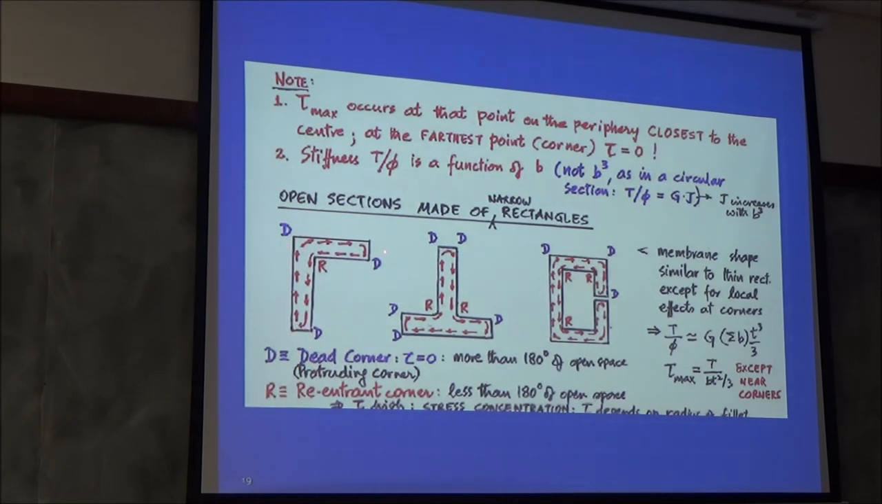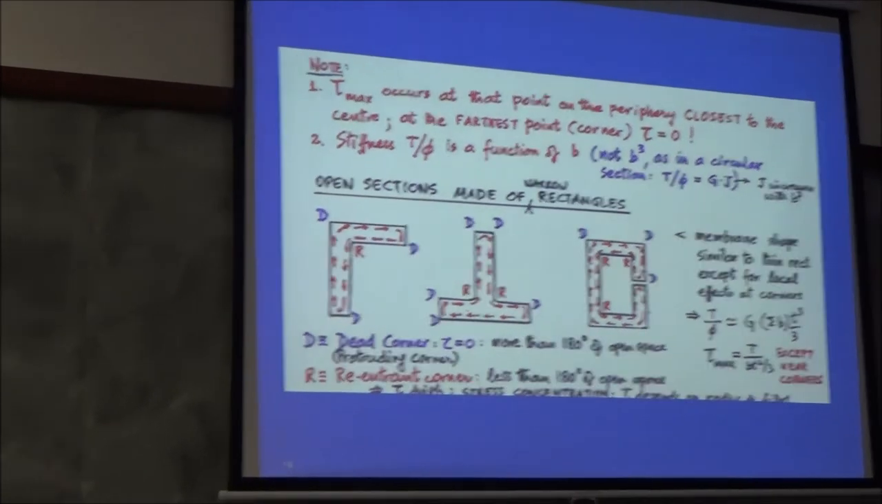If you have a shape like this, or a shape like this, and you apply a torque, this is going to be the shear flow. Right? If you have a shape like this, the shear flow is such that it has to go back like this. In all these cases, your lever arm is only this little bit. Supposing you close this, what will be the shear flow?